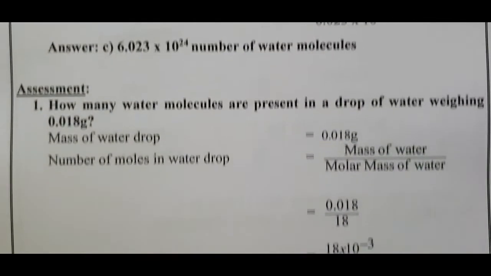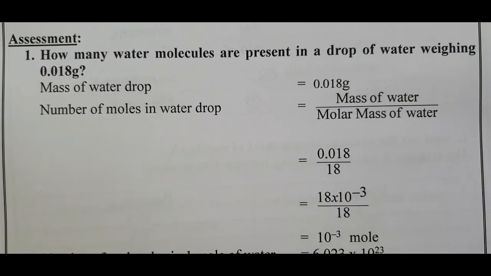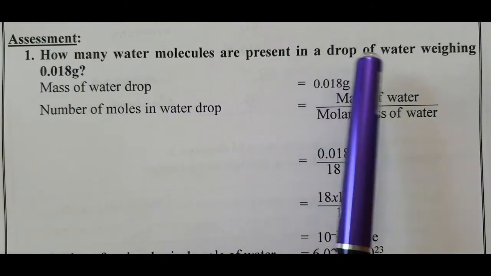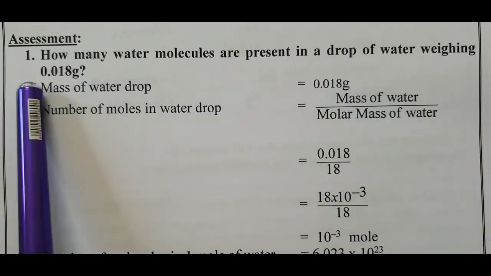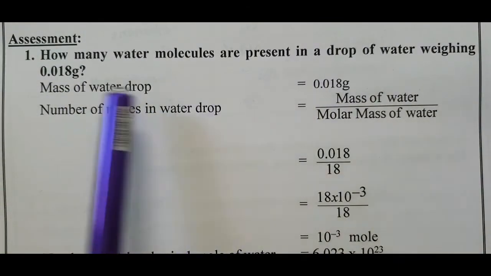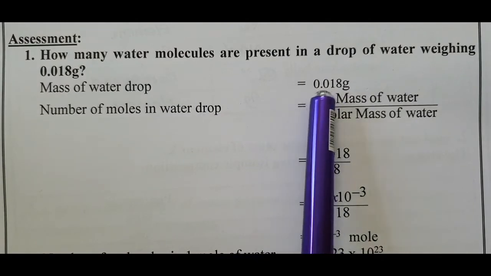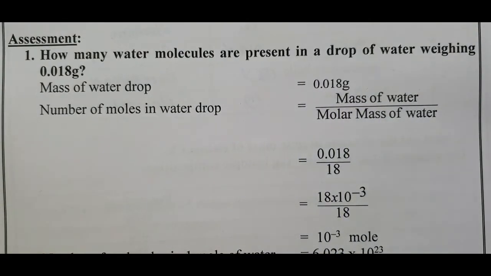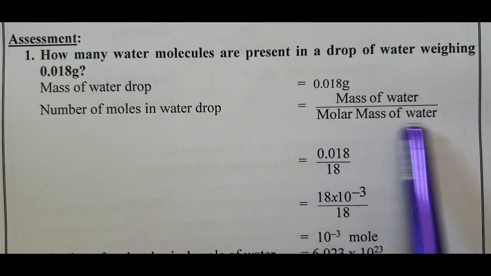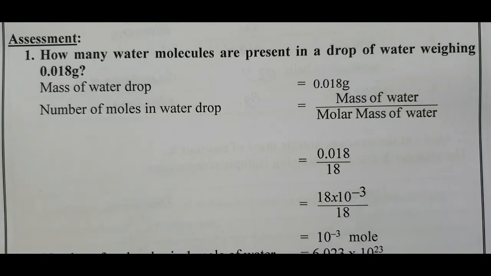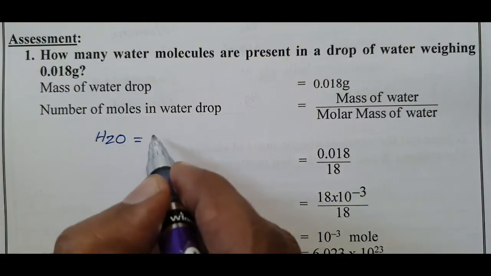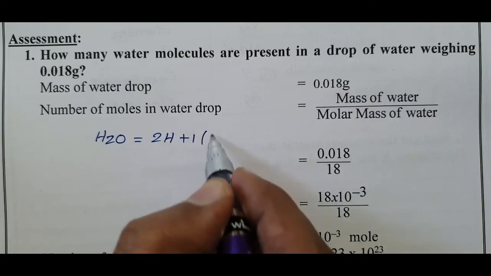Come to the assessment part of unit 1. How many water molecules are present in a drop of water weighing 0.018 gram? The mass of the water drop given in our problem is 0.018 gram. Number of moles in the water drop equals mass of water divided by molar mass of water. Just now we have calculated the molar mass of water. Water's molecular formula is H2O. It contains 2 hydrogen and 1 oxygen.